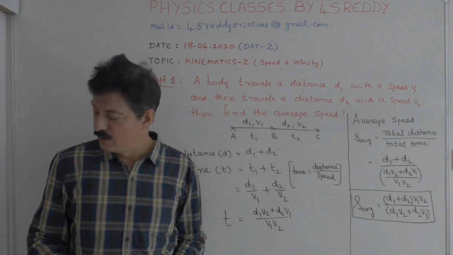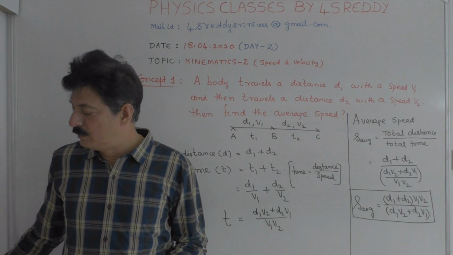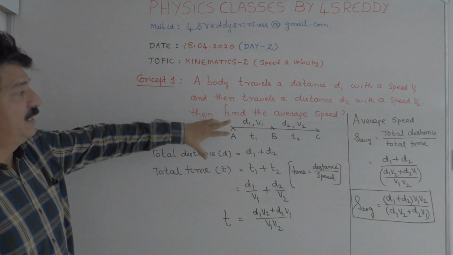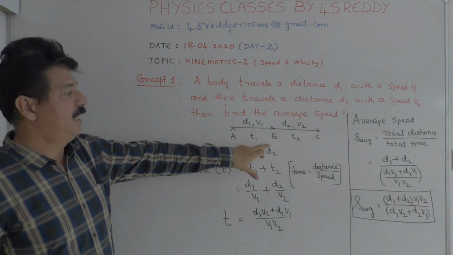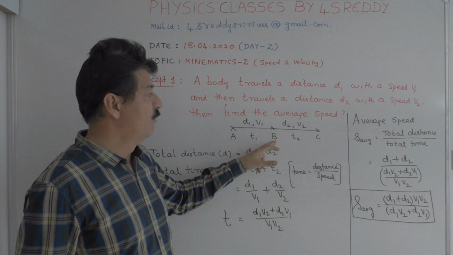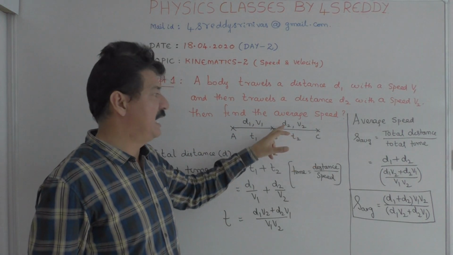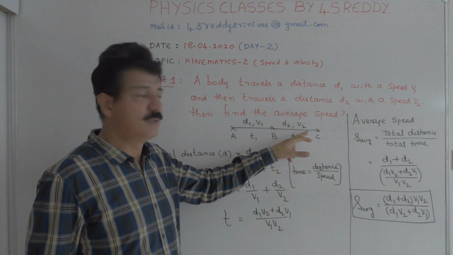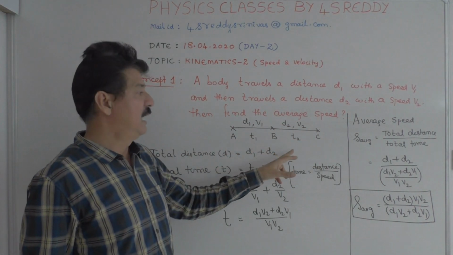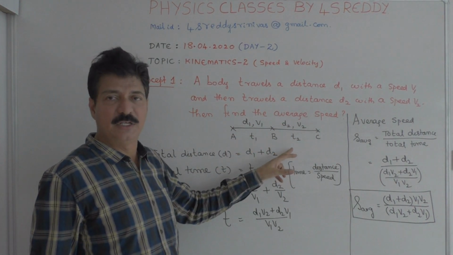Got the point here? So, first of all, the distances and speeds are known. While traveling from A to B, it covers a distance D1 with the speed V1, we are assuming. While traveling from B to C, it travels a distance D2 with the speed V2. To travel from A to B, the time taken is, let us say, T1. And for this, the time taken is, say, T2.